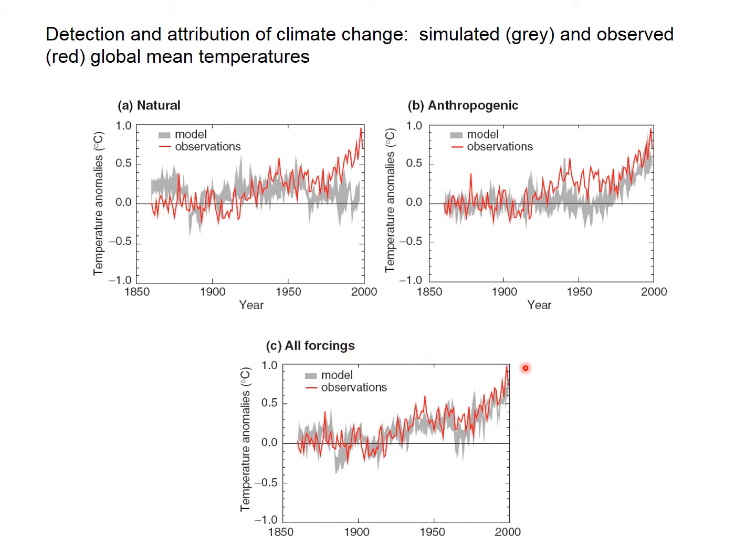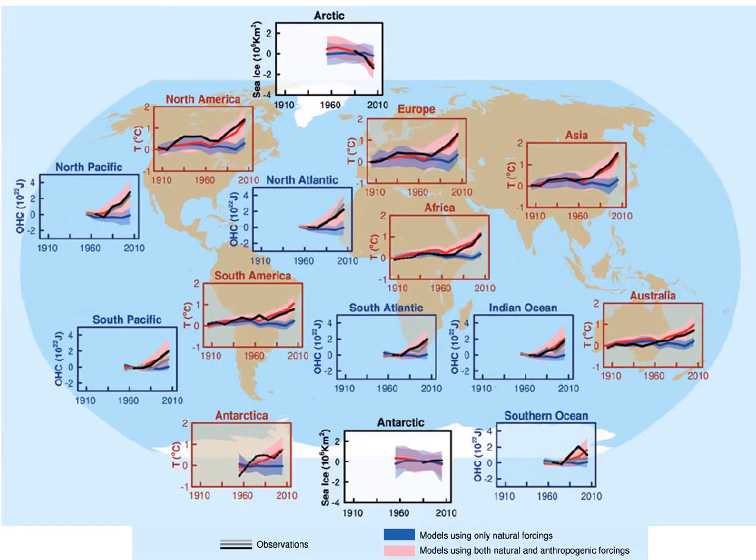Okay? So to explain the recent warming, you need natural forcings and anthropogenic forcings, but you cannot reconstruct it without the anthropogenic forcings. Okay, so we can go onto a level of more detail, and rather than looking at the global average, we can then look at regional changes.